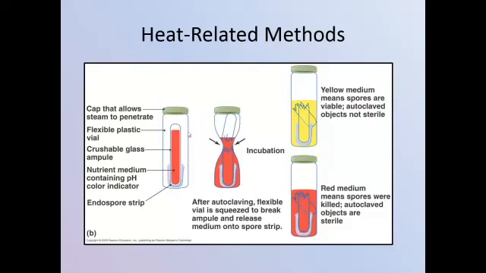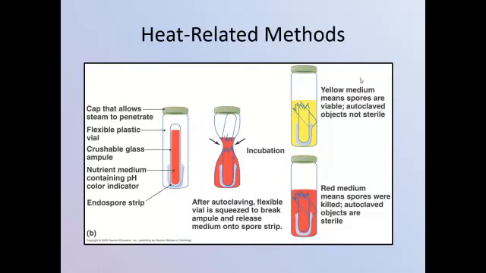So we have a vial that has another vial full of media, and we have a strip that contains a known amount of endospores, usually 1 million. So we run this through the autoclave. Then after we autoclave our stuff, we let this cool off, and we squeeze this to break the vial of media so that the endospores are exposed to food and fluid.